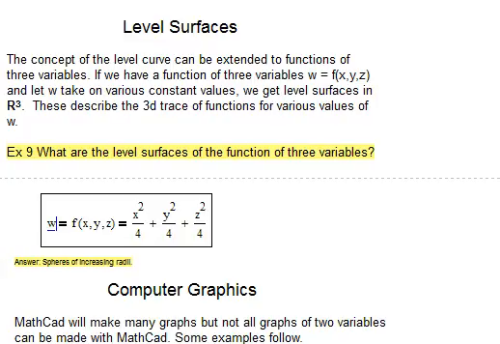But we don't know the function. We can't see the function. We don't know what we've got, but we know what the level surfaces are.